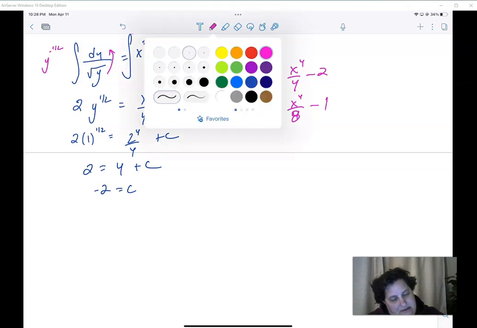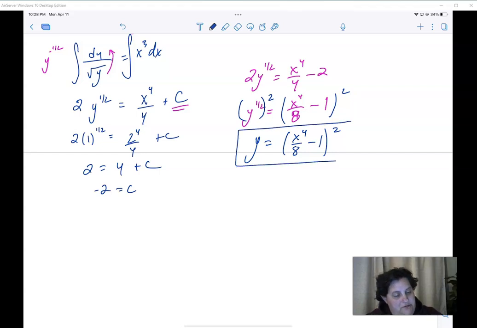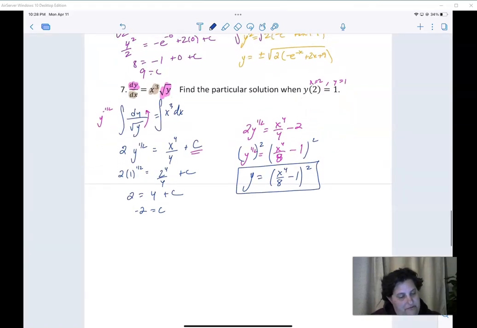And then my last step here, how do I get rid of y to the 1/2? Remember, that means square root y. What's the inverse of a square root? Squaring both sides. So I end up getting x to the 4th over 8 minus 1 squared. Okay? All right, pretty cool. If you took the derivative of that and simplified the absolute heck out of it, you'd get x to the 3rd square root y. You know? Okay, awesome. Let's see what we got here.